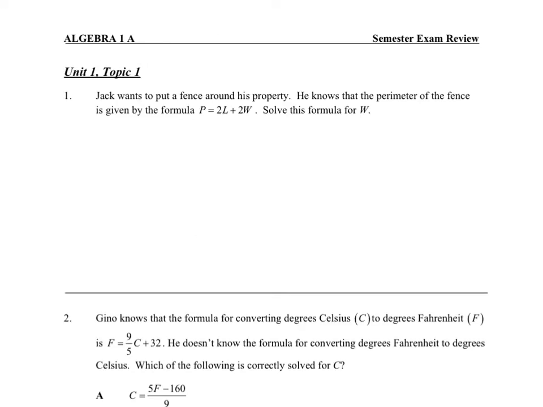So Unit 1, Topic 1 begins with problem number 1, where it says, Jack wants to put a fence around his property. He knows that the perimeter of the fence is given by the formula P equals 2L plus 2W. Solve this formula for W. So this is solving a literal equation. So I'm going to start with my formula, P equals 2L plus 2W.